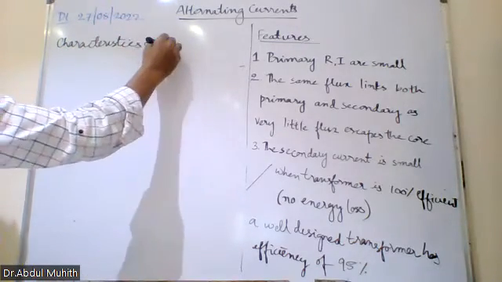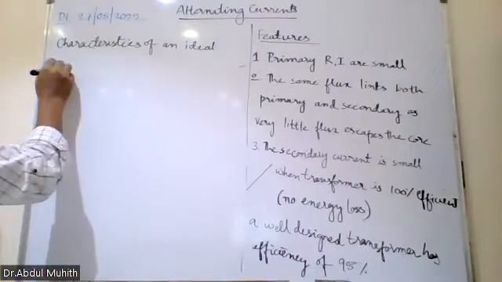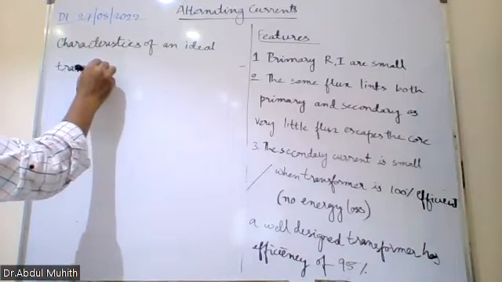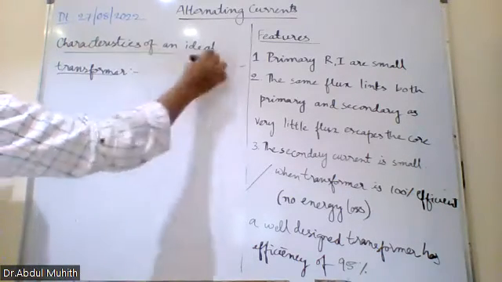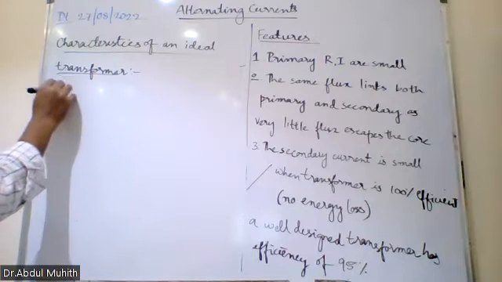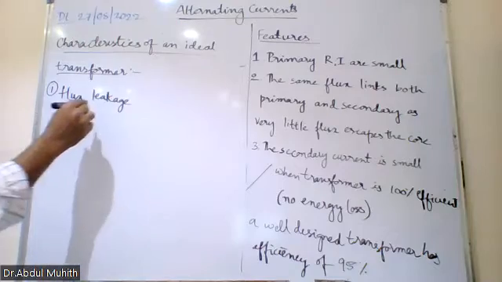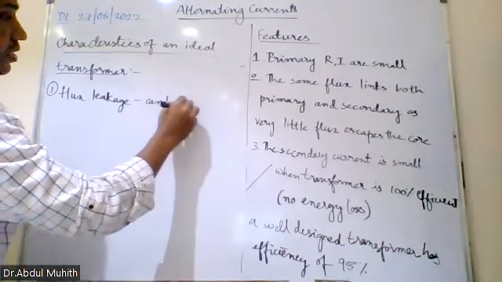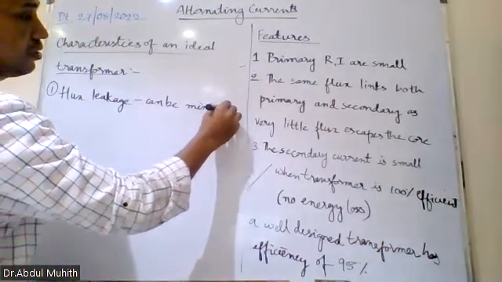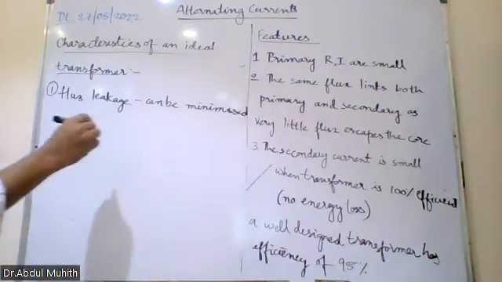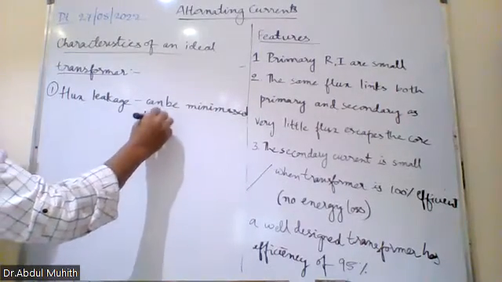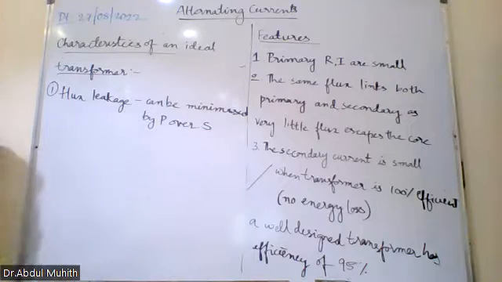Characteristics of an ideal transformer. What is that characteristic? Number 1 is what? Flux leakage. Flux leakage can be minimized by primary over secondary. Okay, it can be minimized by primary over secondary, generally in number of turns. It depends on the number of turns.